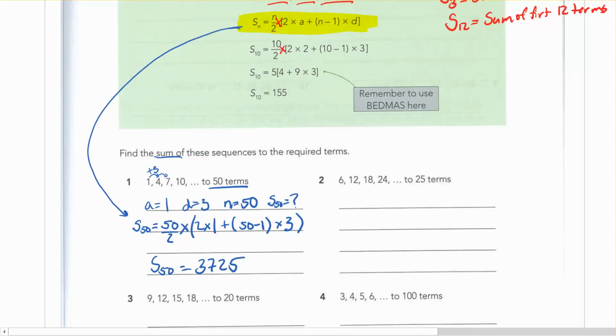So if you add up the first 50 terms, that's the number that you're going to get. So that's kind of how you apply these problems.